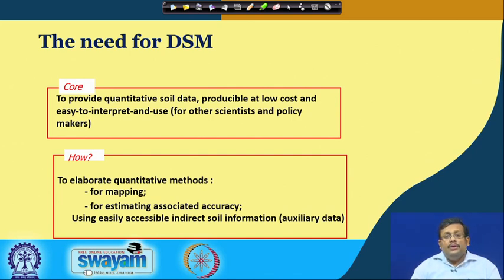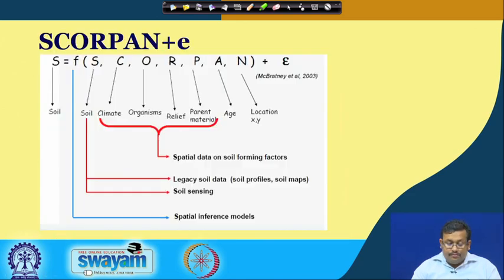How can we achieve this core need? By elaborating quantitative methods for mapping and for estimating the associated accuracy, and using easily accessible indirect soil information, which we call auxiliary data or covariates, and we will discuss these covariates and auxiliary data in detail in the coming slides.